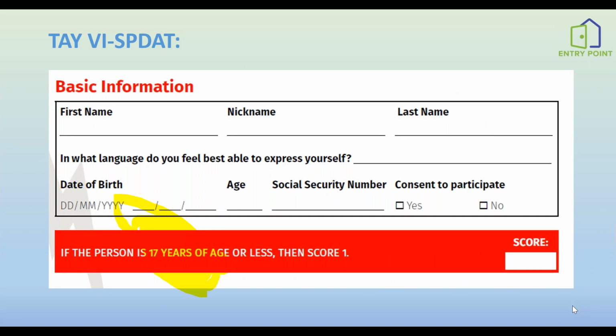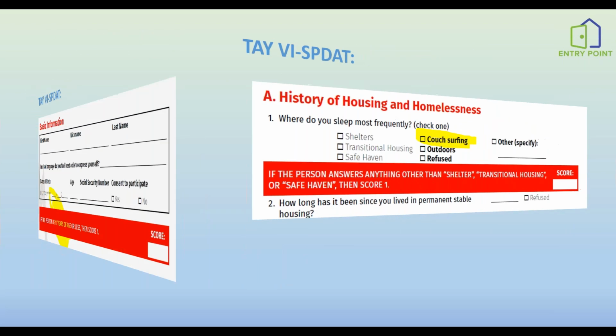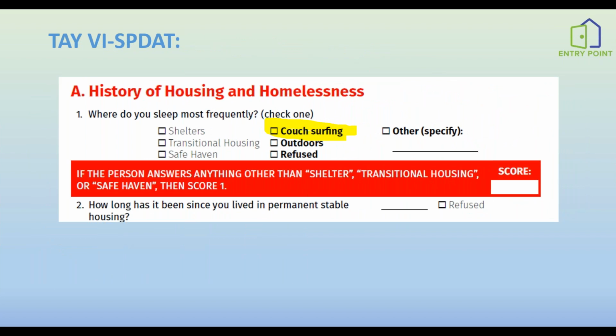If you are scoring this by yourself, which, like I said, you shouldn't, then people get scores for being extra young on this one. There are a few places on the TAY VI SPDAT that have the same overall question that's on the other SPDATs, the individual SPDAT specifically, but maybe a little bit of extra verbiage added to account for some of the ways that homelessness functions differently for transition age youth. And on the TAY VI SPDAT, couch surfing counts as literal homelessness.